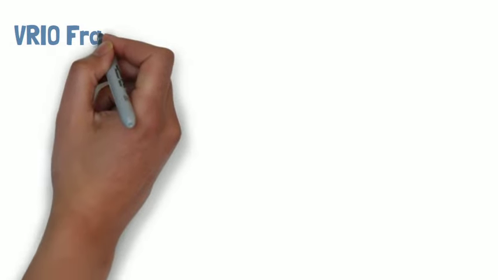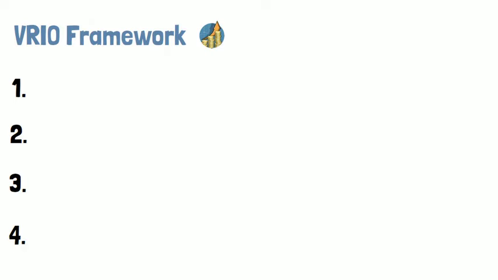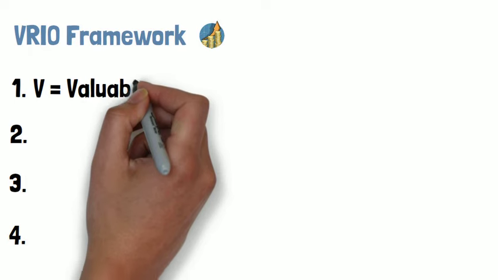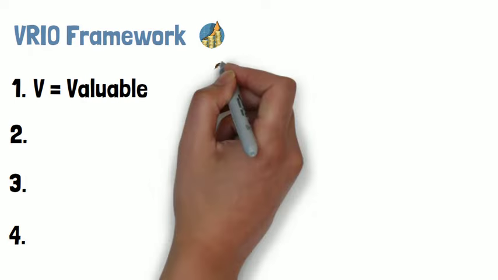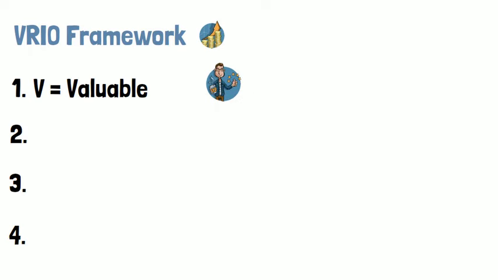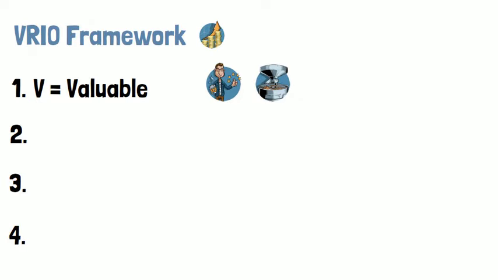According to the VRIO framework, for any resource to contribute to a firm's long-term success or sustainable competitive advantage, it must satisfy the following four criteria. First, the resource must be valuable. This usually means that it creates value for customers or helps you to reduce costs. An example may be your coffee shop's roasting machine that enables you to make delicious coffee and cut down on the cost of coffee.